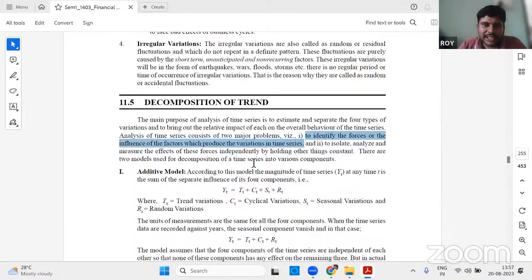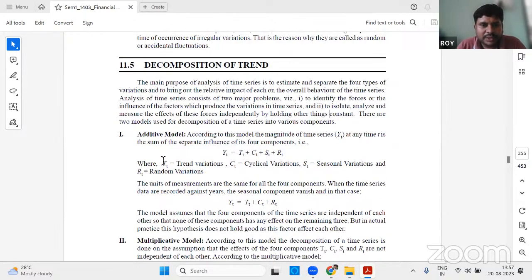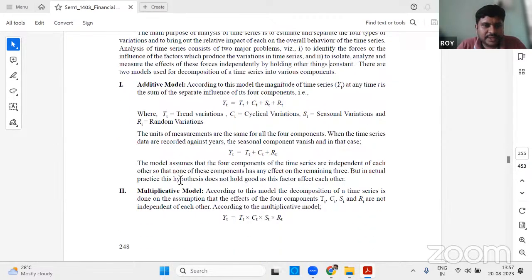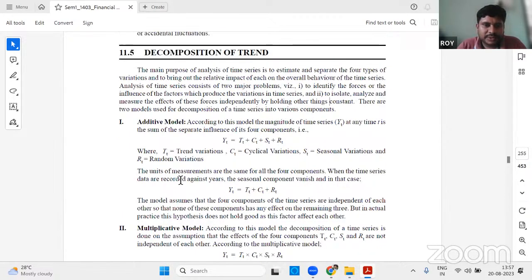To isolate, analyze, and measure the effects of these forces independently by holding other things constant. This is the thing, right? By holding the other things constant, there are 2 models used for decomposition of a time series into various components. One is the additive model. The second one is the multiplicative model.